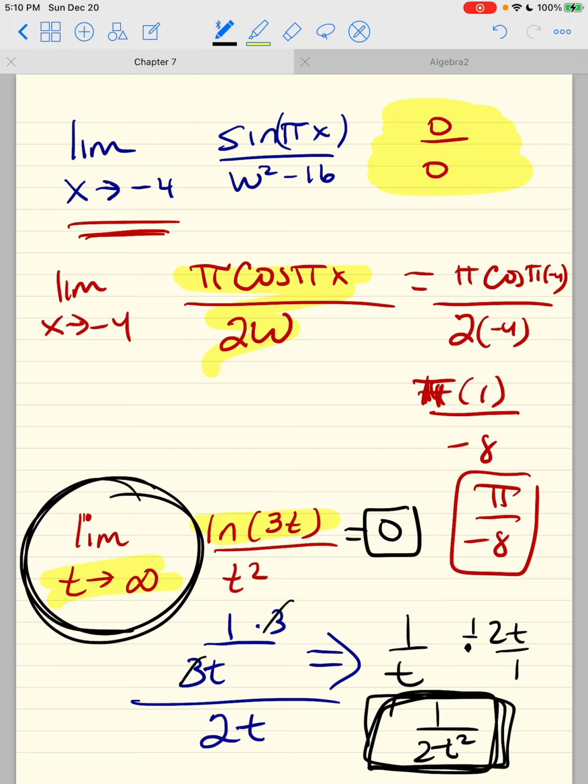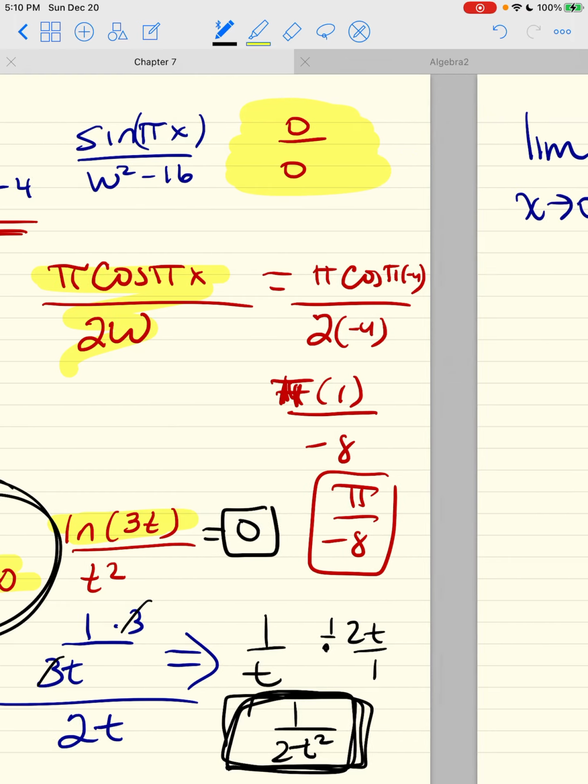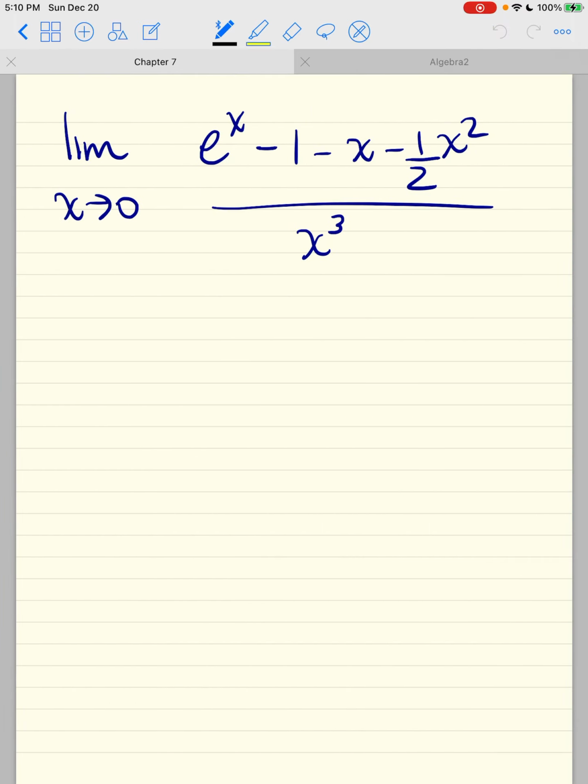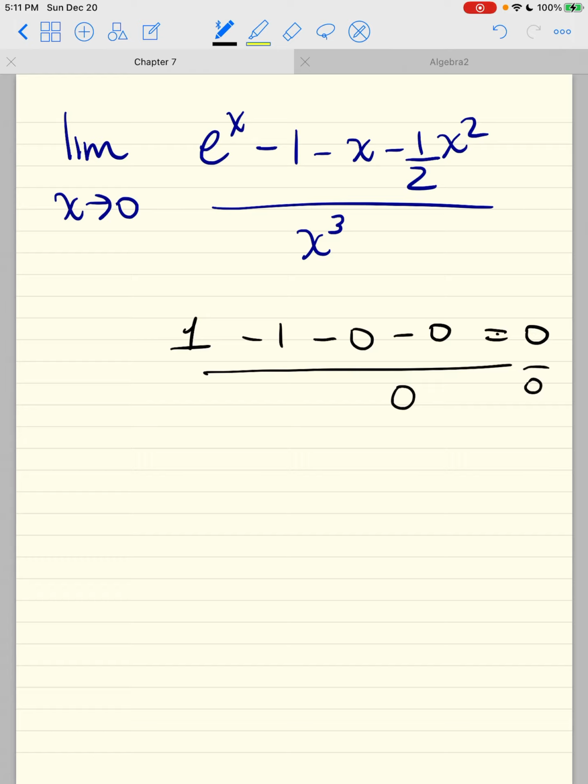So I don't want to make the video too long, but I want to just point out one final thing. I took this one from the AP also. Okay, let me do this and then I'll show you my final step and then we're done with this video. I took this from the 2003, I believe. So this is going to be 1 minus 1 minus 0 minus 0. So that's 0. On the bottom, it's also 0. So that's 0 over 0 from direct substitution.